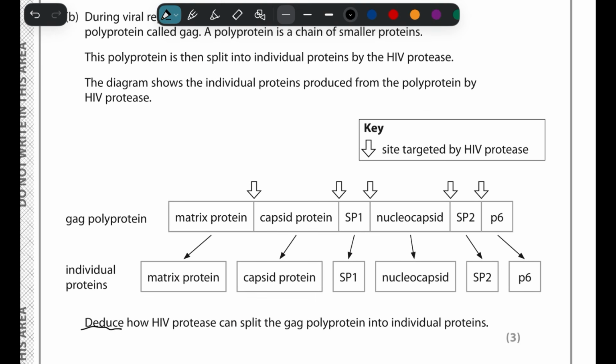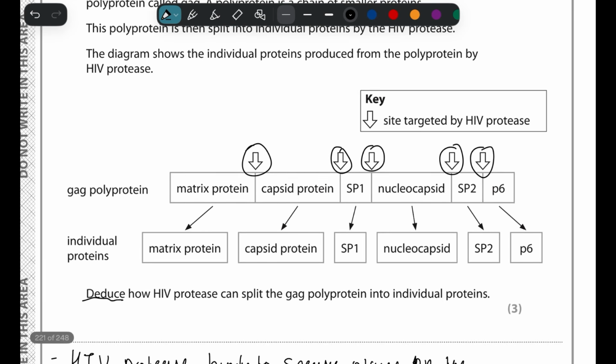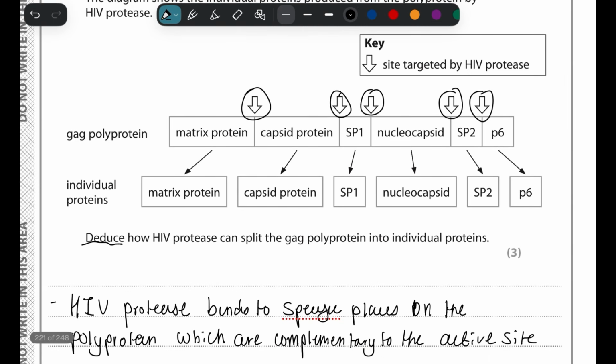So what I'm looking at here, the information we have is that HIV protease is acting in different places, so specific places. And that's what I'm going to say first. So the HIV protease binds specific places on the polyprotein. I think that would be fine. But what I also want to add, because we're talking about an enzyme here, is complementary to the active site. I think that's just a good thing to add on in general.